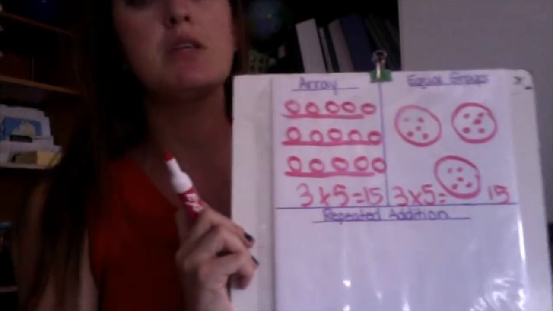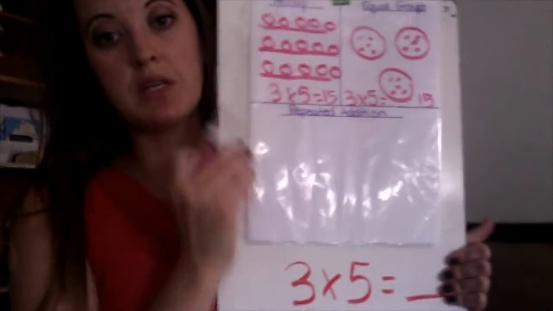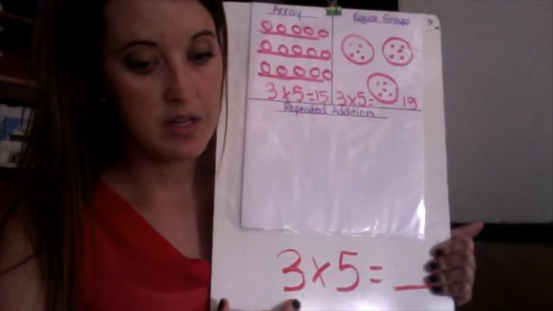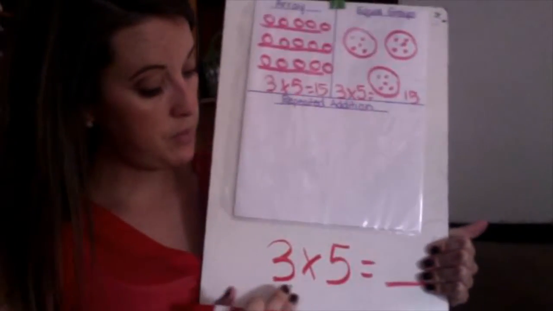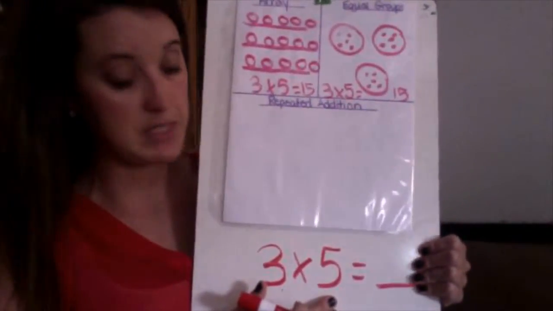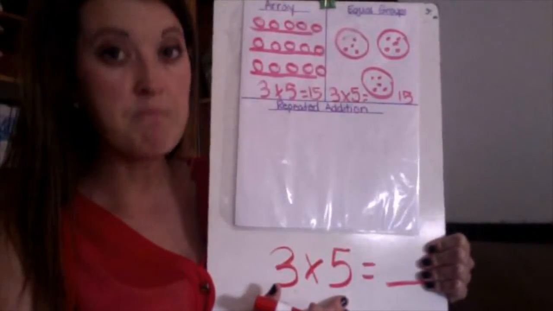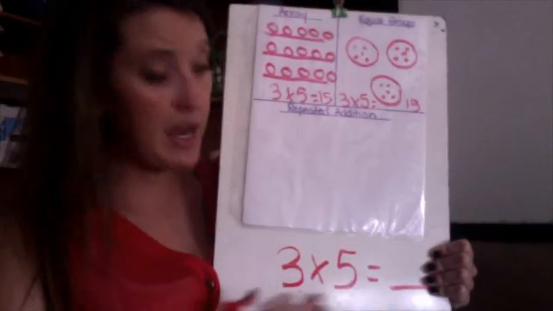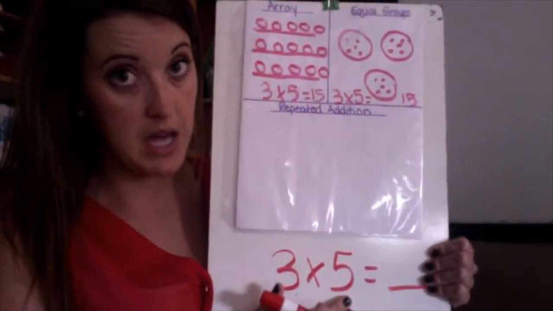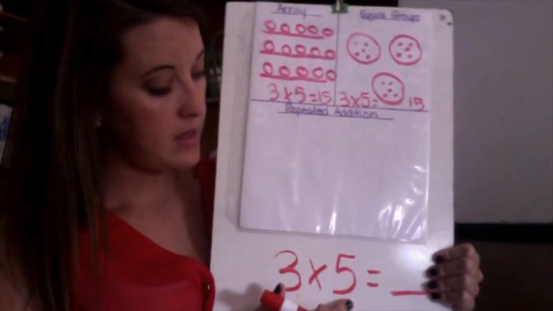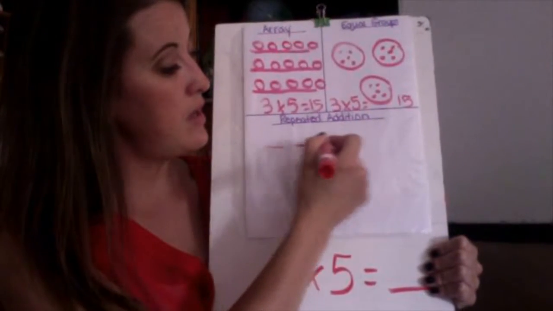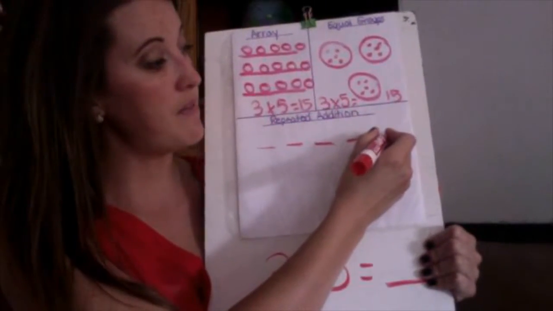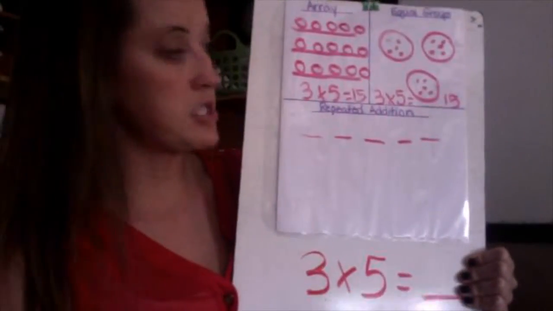And the next strategy I want to teach you is repeated addition. In repeated addition, we are going to use our first factor and we are going to add that number this many times. So we have 3 and we're going to add it 5 times. So what I want to do is I want to draw 5 lines to make sure that I'm adding this many number times. Watch me first. I'm going to add the number 3 5 times. So I'm going to draw 1, 2, 3, 4, 5. Draw 5 lines across your board, just like mine.